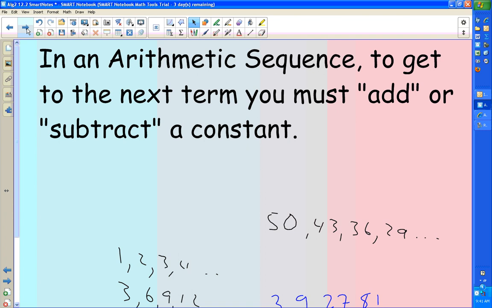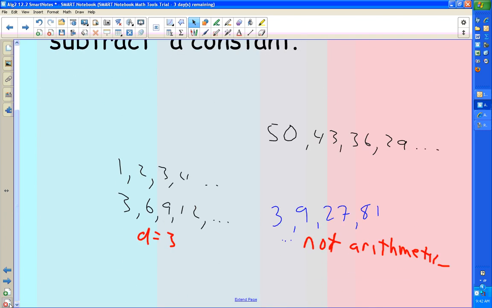In an arithmetic sequence, to get to the next term, you have to be adding or subtracting the same thing over and over and over again. Okay? And you can look at it as adding or subtracting. You can look at the sequence and say, hey, I'm subtracting 7 each time. I'm adding 3 each time. One like this, you'd say it's not arithmetic. It's the power of 3: 3 to the 0, 3 to the first, 3 to the second, 3 to the third, 3 to the fourth. Not an arithmetic sequence.